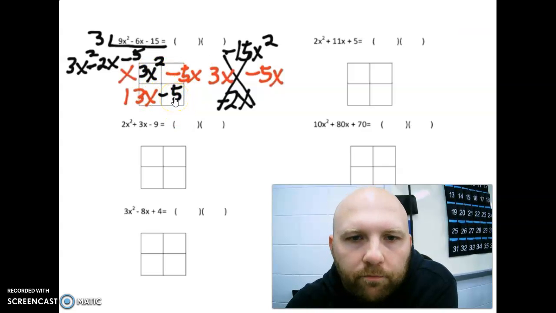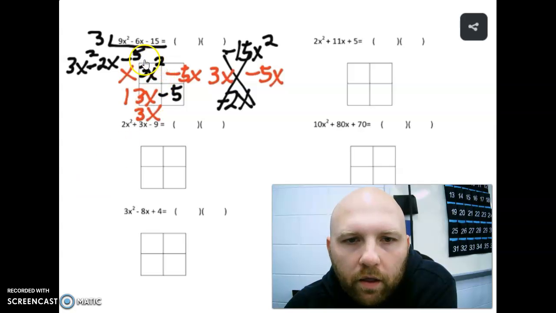Then we look at each row and each column to see what we can divide by. We can divide the first row by an x: 3x squared and negative 5x can be divided by x. And then 3x and negative 5 we can only divide by 1. For the columns, 3x squared and 3x we can divide by 3x, and negative 5x and negative 5 we can divide by a negative 5.